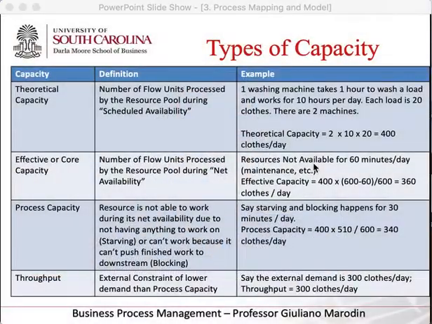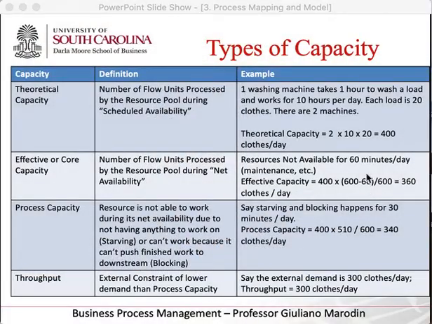And the theoretical capacity is basically what we get in a perfect environment where nothing goes wrong and everything happens like a textbook example or a fairy tale. What are we technically able to do? Let's take a look at an example. Let's say one washing machine takes 1 hour to wash a load and works 10 hours per day, each load is 20 clothes, and we have two machines. I can do 10 loads per day because it's 1 hour each over 10 hours of work. Each equipment can do 10 times 20, which is 200. With two machines, it is 400.